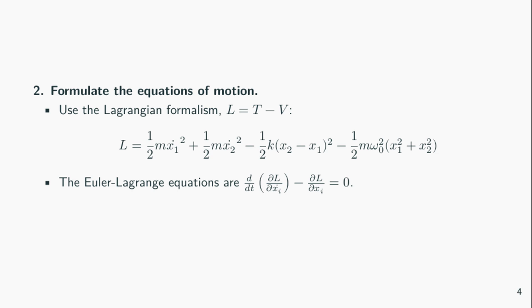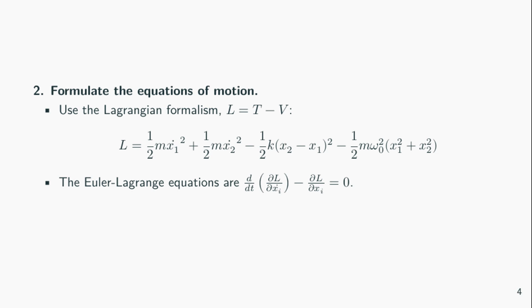A really powerful way to do this is using the Lagrangian formalism. The Lagrangian L is defined as the kinetic energy minus the potential energy. Plugging in what we just found, L equals 1/2 m x1 dot squared plus 1/2 m x2 dot squared minus 1/2 K times x2 minus x1 squared minus 1/2 m omega 0 squared times x1 squared plus x2 squared. To get the equations of motion, we use the Euler-Lagrange equations.